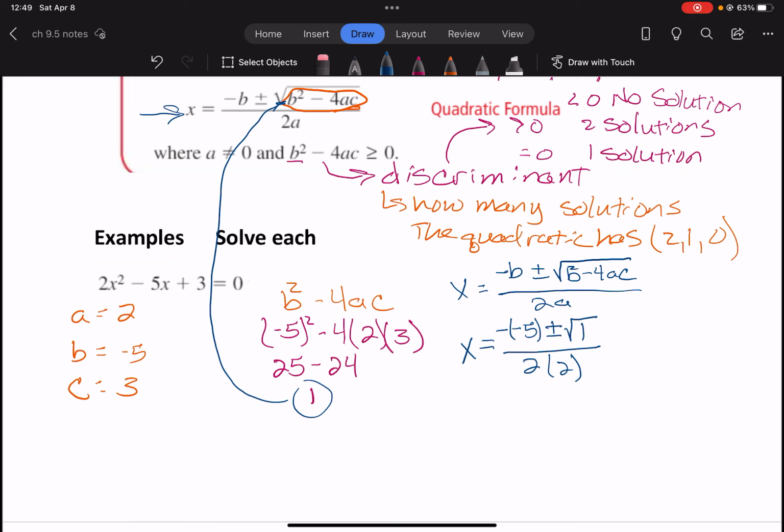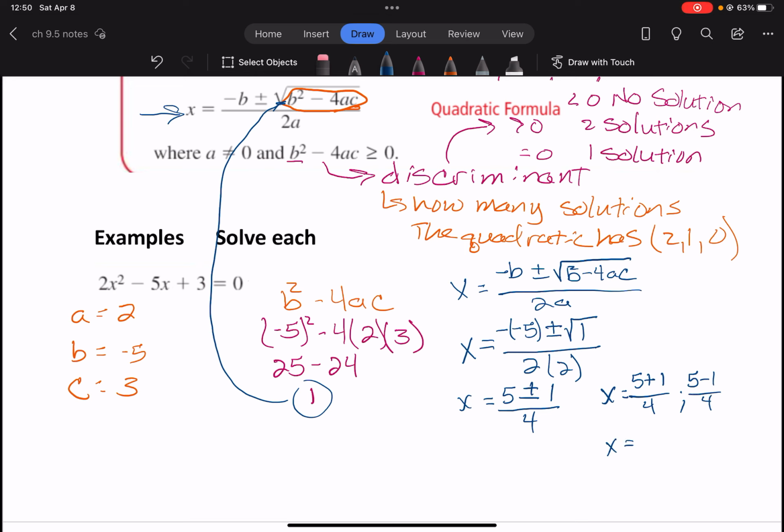The square root of 1, I got a minus 5, which is just 5. So I end up with x equals 5 plus or minus, well, the square root of 1 is just 1, divided by 2 times 2, which is 4. But since there's no radical there, I can go ahead and simplify this. So I'll do one is x or 5 plus 1 over 4, and the other one is 5 minus 1 over 4.